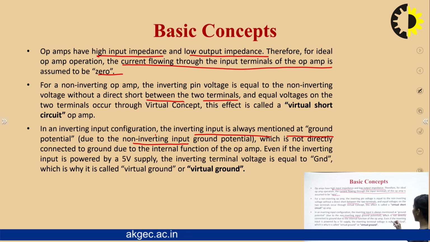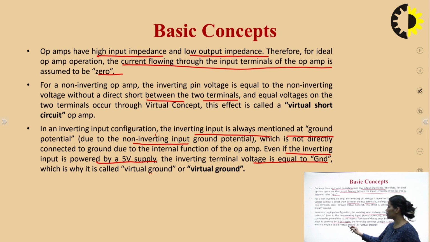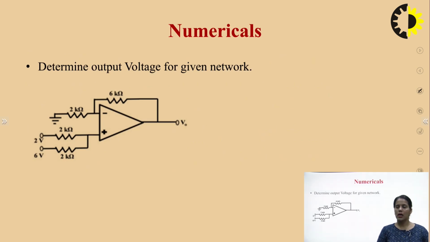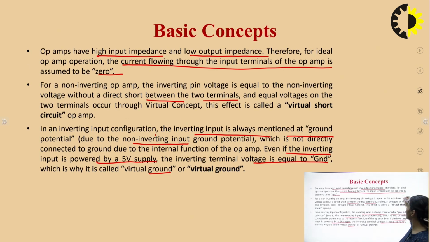So, even if the inverting input is powered by a 5-volt supply, the inverting terminal voltage is equal to ground. That is why it is known as the virtual ground. Virtual because it is not actually grounded, but it is considered grounded. And why is this happening? It is happening because the input impedance is very high and the voltage gain of the Opamp is very high, nearly equal to infinity. So, these are the two reasons.